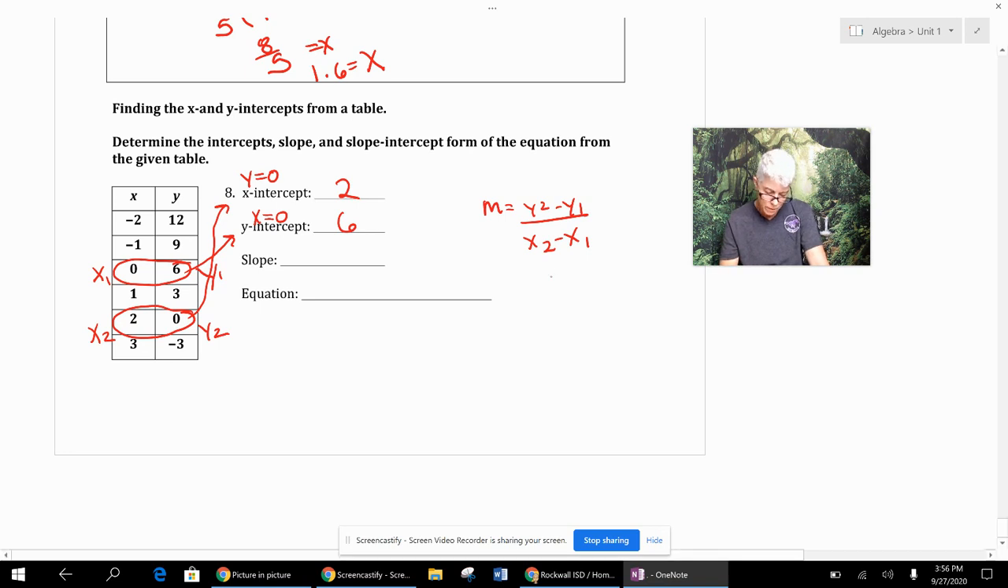So let's see, I'm going to do 0 minus 6. And then I'm going to do 2 minus 0. Negative 6 over 2, which is a negative 3. So my slope is negative 3. My equation is negative 3x. And then my y-intercept is a positive 6. And there we have it.